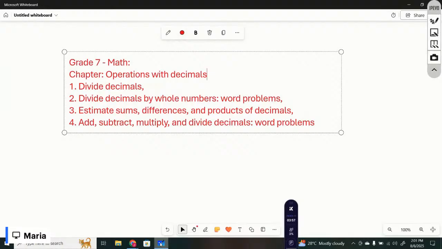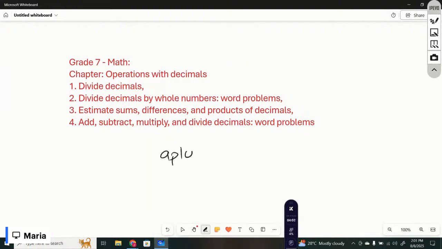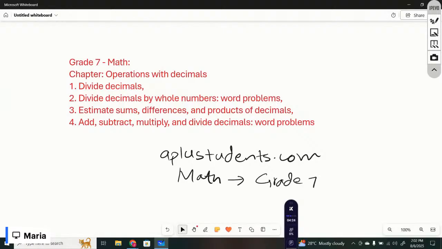You can find all the lessons on aplusstudents.com. You have to log in there using your email address and password provided by the administrator. Then you have to select math from the subject tab. Scroll down to grade 7 math and then click on view all lessons. There you can find a list of the chapters.